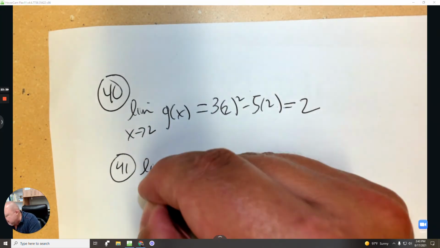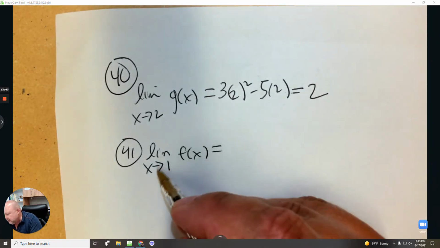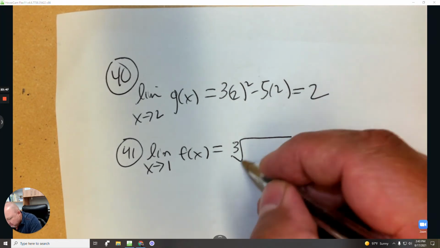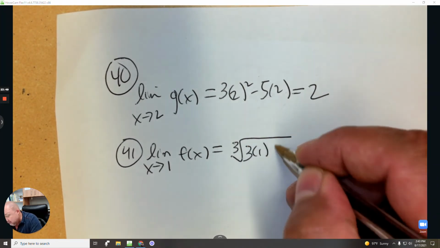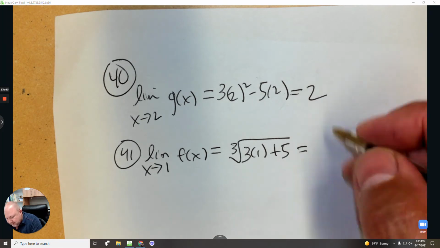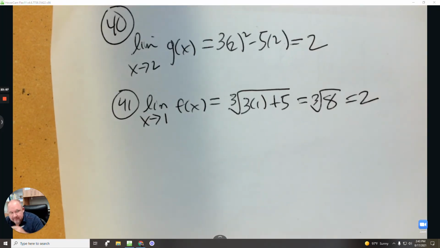These are easier than they look. Again, just substitute 1 into f for the limit value because it's continuous at 1. A cube root function is a continuous function, period. So 3 plus 5, the cube root of 8. What number times itself three times is 8? So that's 2.